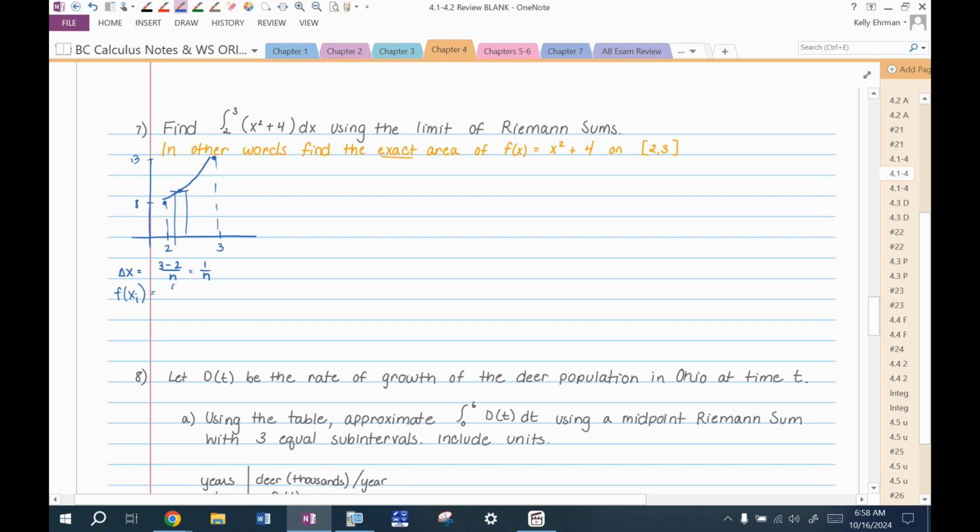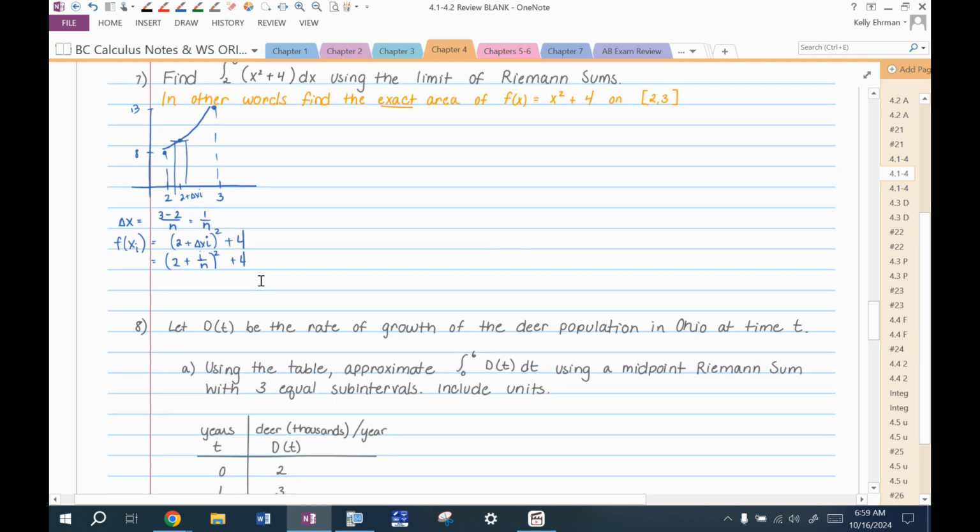So f of x is normally something squared plus 4, right? X squared plus 4. In our spot, we're going to say, well, our first rectangle could be starting at 2. I could add any number of delta x times i's, and that would land me at my first spot. So this spot here is 2 plus some number of delta x's times i. We have a formula for delta x. It's 1 over n. So really this is 2 plus i over n squared plus 4.